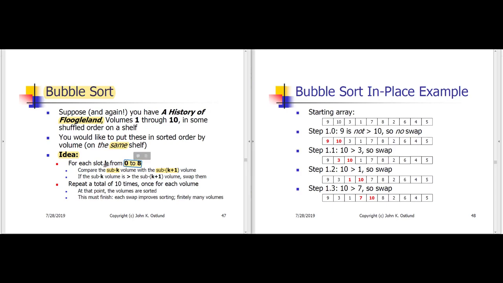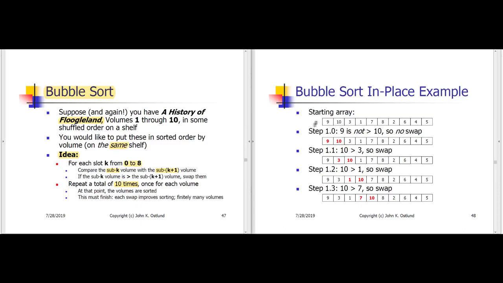Now what's going to happen by the end of our first iteration, from sub 0 up to sub 8, is that the volume with the greatest value will end up bubbling up to the end of our shelf. Because we have 10 books, we're going to do this 10 times. Each time, the volume with the highest remaining number is going to bubble up to its appropriate slot at the right end. So let's see how this works.